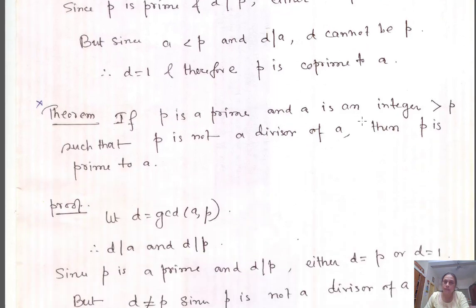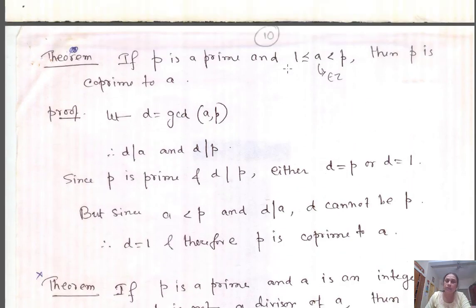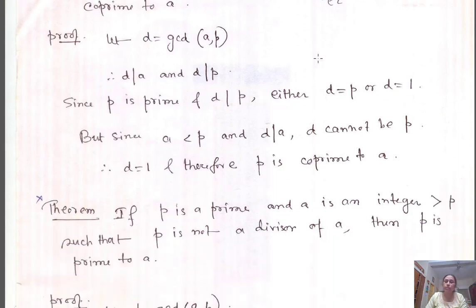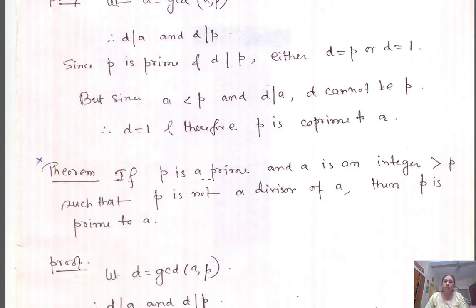If P is prime and A is an integer greater than P such that P is not a divisor of A, then P is co-prime to A. In the previous theorem, we chose A to be a positive integer less than P. Now you choose an integer A to be greater than P, where P is prime and P is not a factor of A. Then P must be co-prime to A.